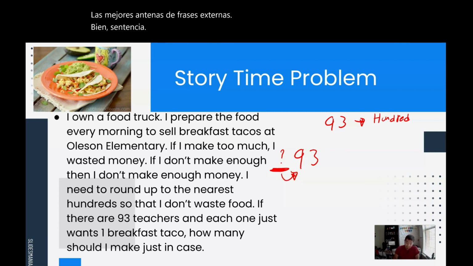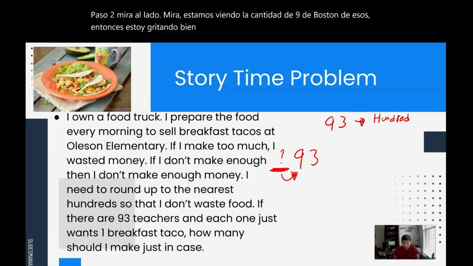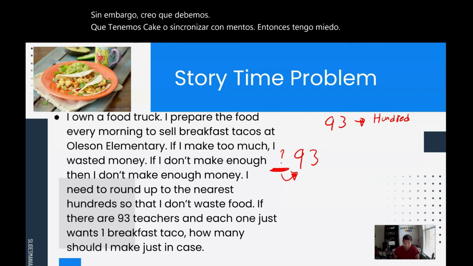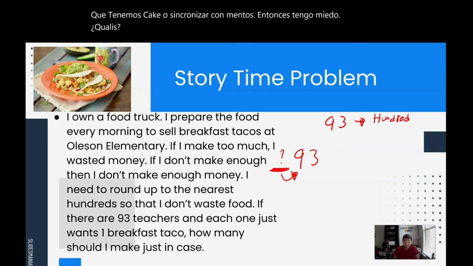Step 2, look next door. We're looking at the 9. Paso número 2, tenemos que mirar al lugar de la derecha. Okay, estamos mirando al 9. Now, is this 9 5 or more? Let it rise. Or is this 5 or less? Let it rest. El 9 es 5 y más. Tenemos que crecer, o 5 y menos tenemos que reposar. ¿Cuál es? Which one is it? 5 or more, let it rise, or 5 or less, let it rest.